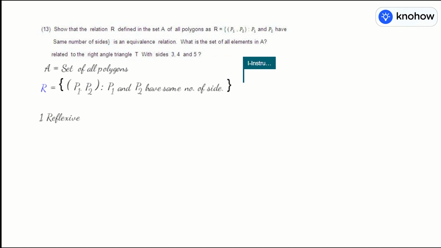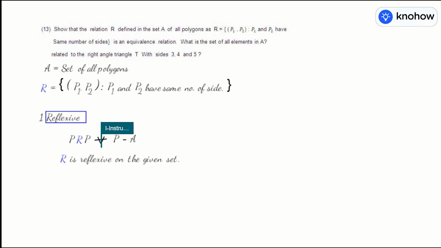Now let me check number one, reflexive. So every polygon P is related to itself, P related to P. Why? Because the number of sides in P and in itself will remain the same, where P belongs to A, the set of polygons. So safely we can say every polygon is related to itself, or the given relation is reflexive on the given set A.